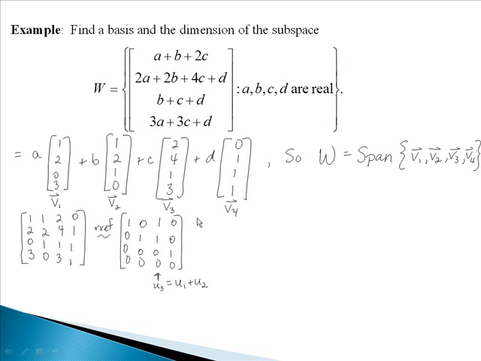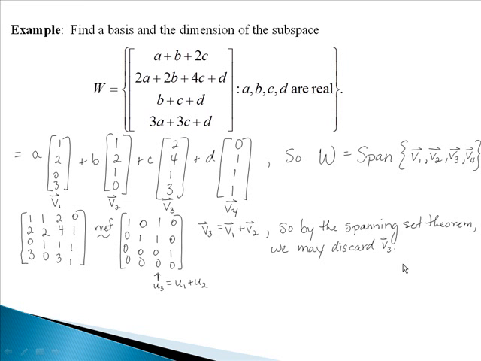So let's have a look and just double check. We can see that V3 is equal to V1 plus V2. And so if we add those, we have 1 plus 1 is 2, 2 plus 2 is 4, 0 plus 1 is 1, and 3 plus 0 is 3. So that is true.